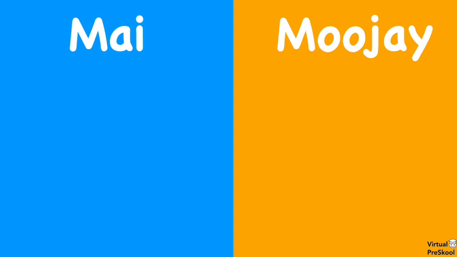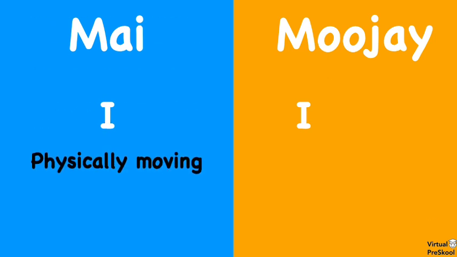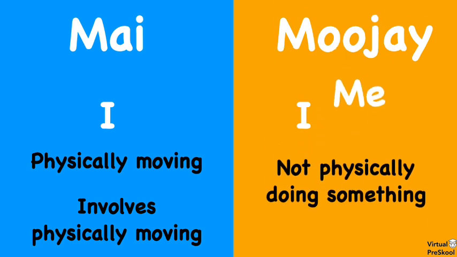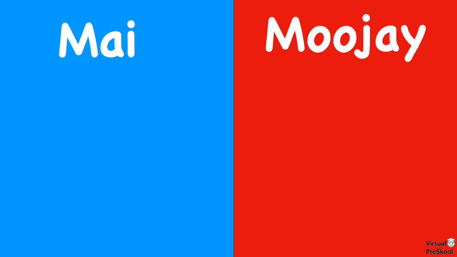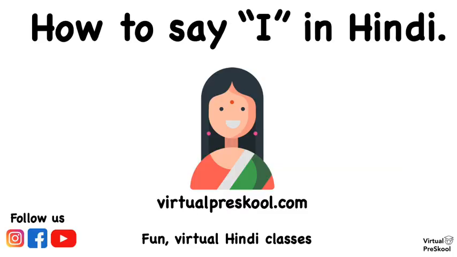We've covered a lot, so let's do a quick review. Main and mujhe both mean I. Mujhe also means me. We use main when I is physically moving, as well as when I involves physically moving. And mujhe is used when I is not physically moving. And remember, main sentences always end with hu, and mujhe sentences usually end with hai. And stay away from these replacements for mujhe. Now you know how to say I and me in Hindi.